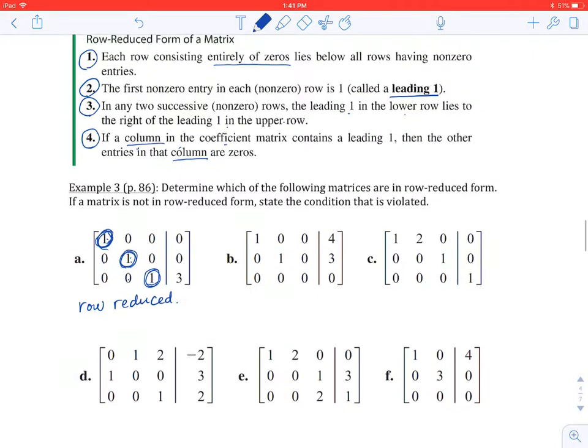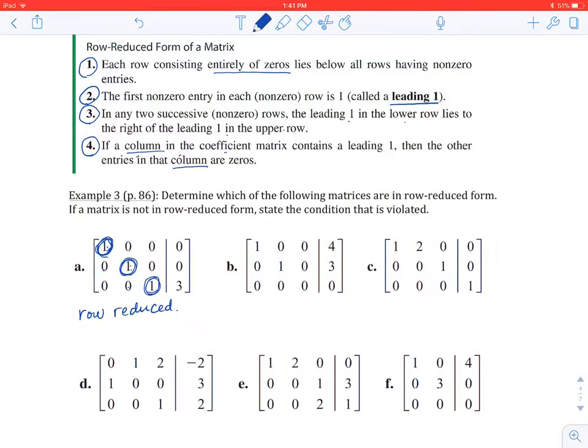All right, let's take a look at B. A row of all zeros has to be at the bottom, and there it is. So that's good. Now, if we look at the other rows that are left, each row either starts with a 1 or some zeros and then a 1. So that works. That's number 2. In any two rows, one right after the other, we go down and then to the right to get to the next one. And so that works. And above and below these circled ones, there are only zeros. So yes, this is row reduced.